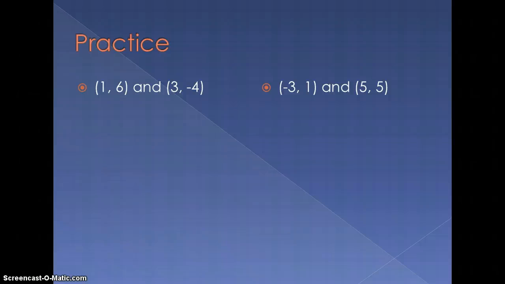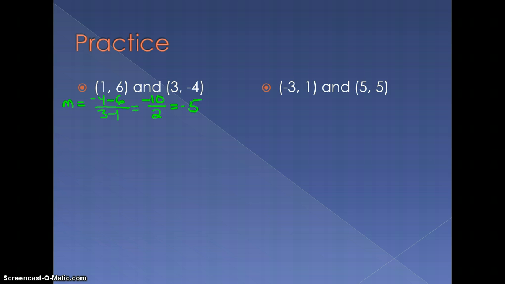Right here. We'll start on the left-hand side. We're writing the equation of the line that goes through the points (1, 6) and (3, -4). So again, our first step, we have to calculate the slope. -4 minus 6 all over 3 minus 1. -4 minus 6 is -10. 3 minus 1 is 2. This gives us a slope of -5.